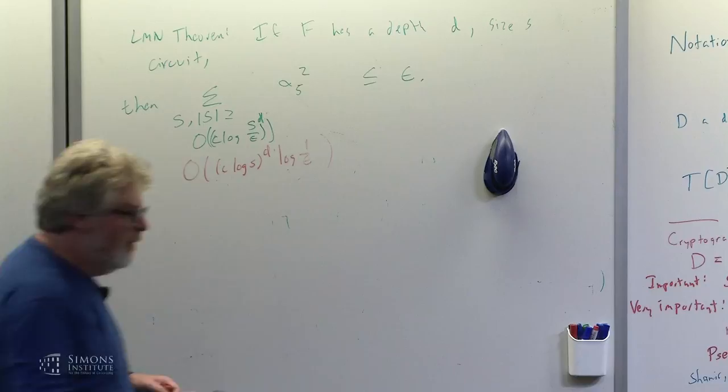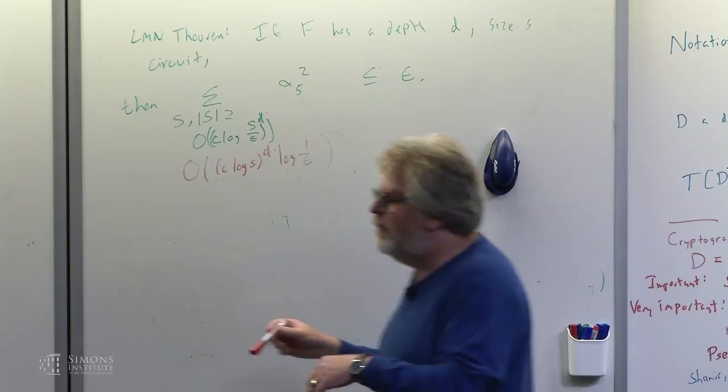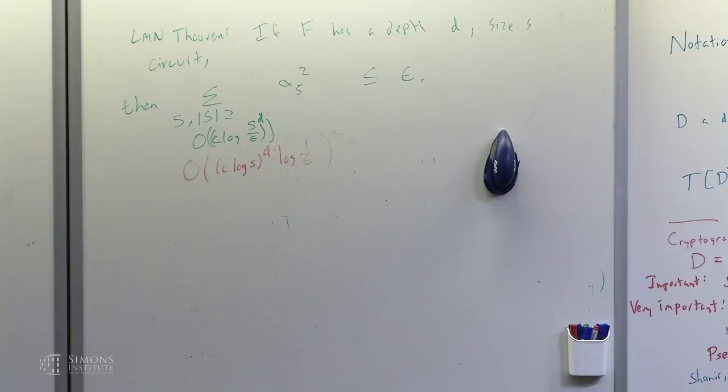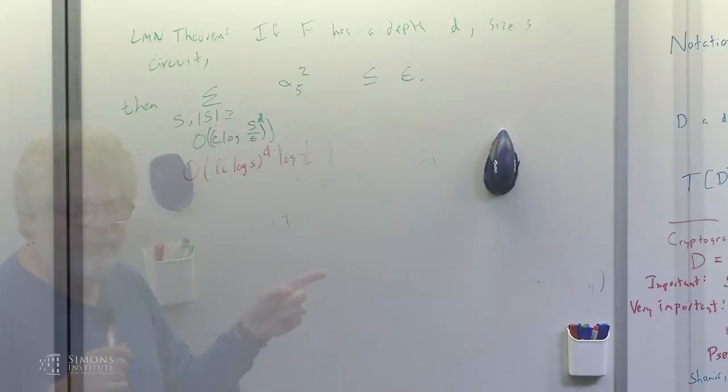So let's see what happens to those Fourier coefficients. What we understand is what happens to AC0 functions under random restrictions. Let's see what happens to the Fourier expansion under restrictions. And now, to make it simple, let's look at what happens to the Fourier coefficients when you just restrict by one variable.